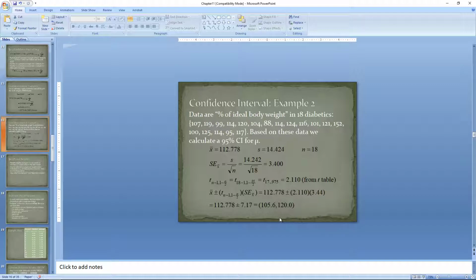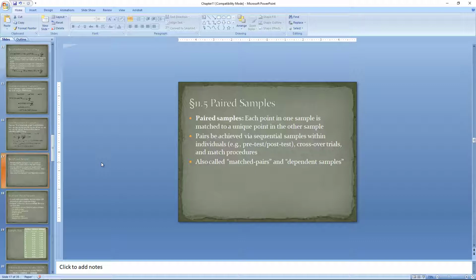120.0. So now we're going to talk about paired samples. Previously we were talking about confidence intervals and the single t-test. Now we're going to go to paired samples. Paired samples means each point in one sample is matched to a unique point in the other sample. Pairs can be achieved via sequential samples within individuals, as in pre-post tests, crossover trials, and matched procedures.